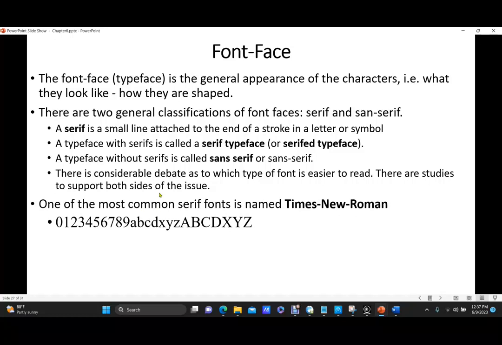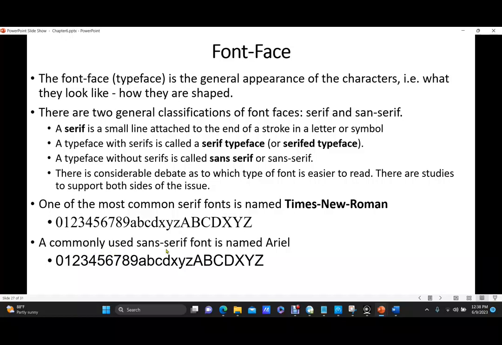One of the most common serif fonts is Times New Roman. Here we have an example of Times New Roman text. As you can see, the A has little lines at the bottom. The C has a little jag at the end. There's a little jag at the end, top and bottom, of the D. X has lines on the ends of the lines, and so on.